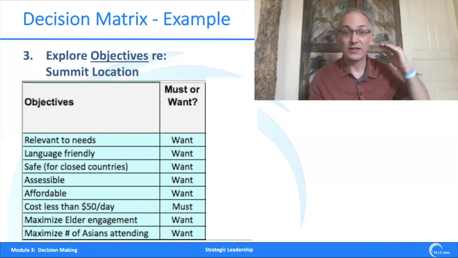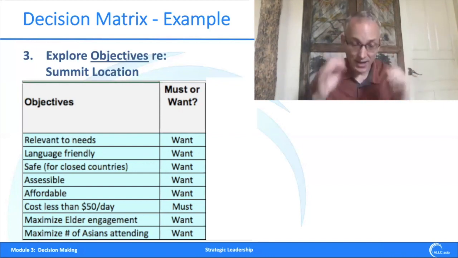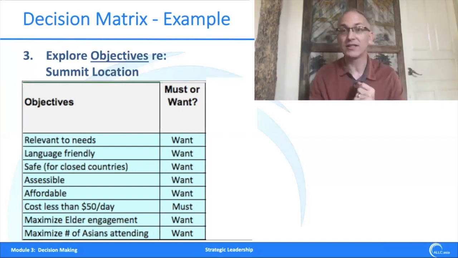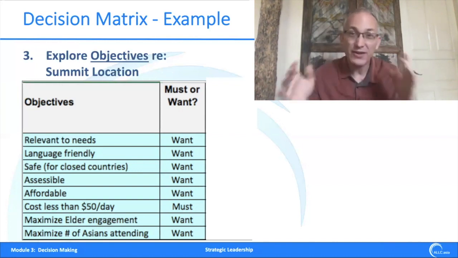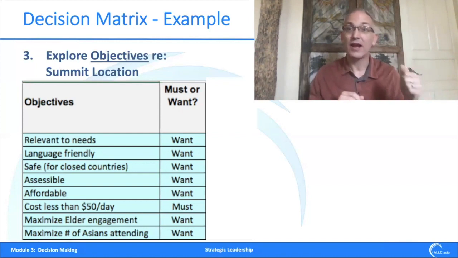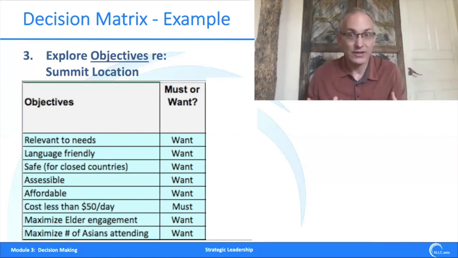And if we're willing to set a limit on something and say it absolutely must fall in these boundaries, then we can call it a must if we want to, all right? But everything else is a want. That tells us it's important. And now what we want to know next is how important is it, right?